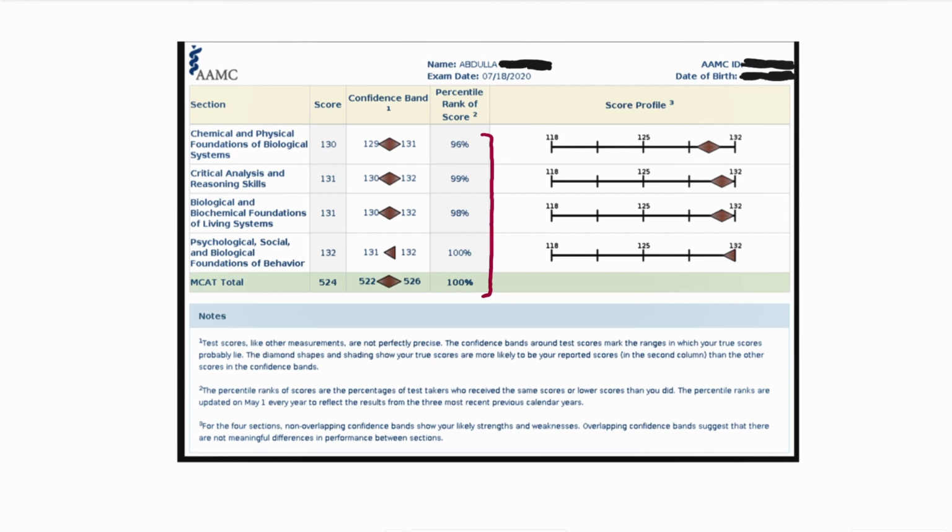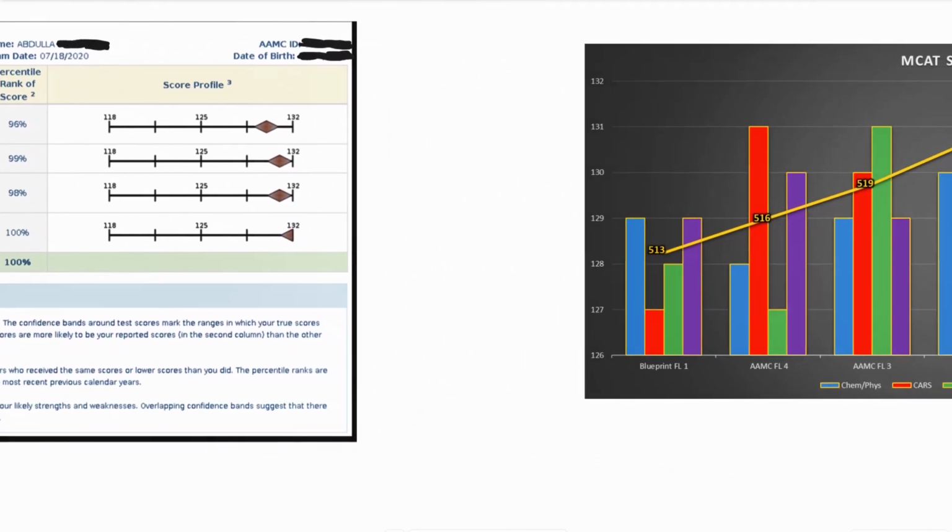So I think it's fairly straightforward, not too difficult to understand this score breakdown. Now I want to talk about the progress that I made for each section to ultimately get to this 524. Of course, my initial test wasn't a 524. It was much lower than that. So I did a number of practice tests from various companies, and at some point, I decided to start graphing my progress. So let me show you the graph of my test progress.